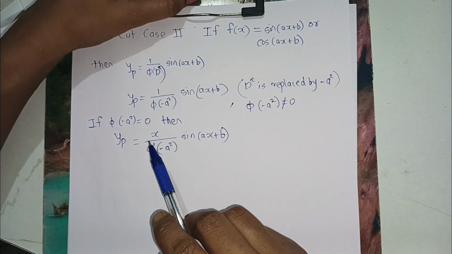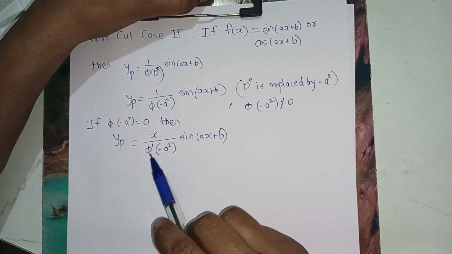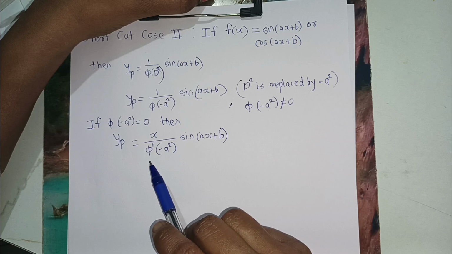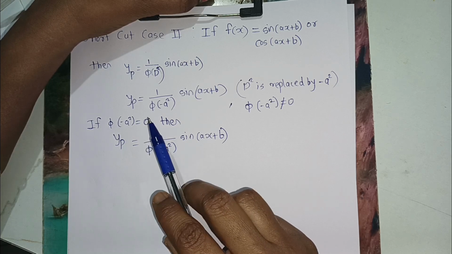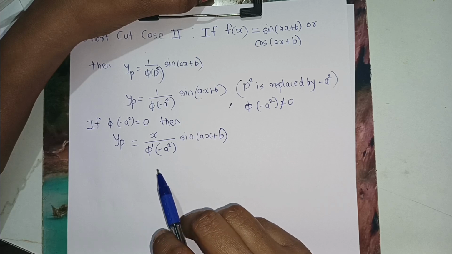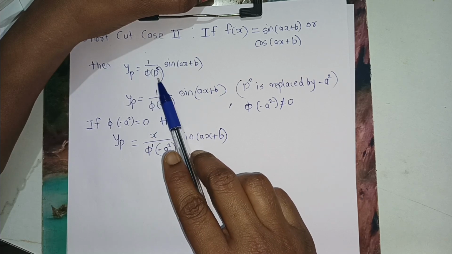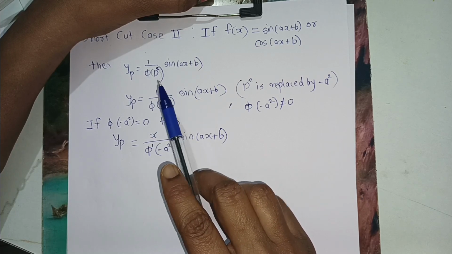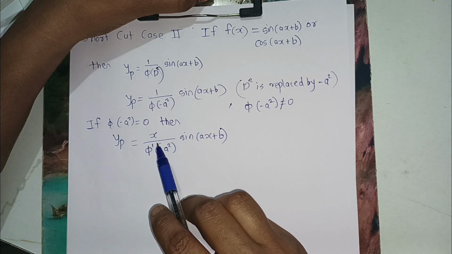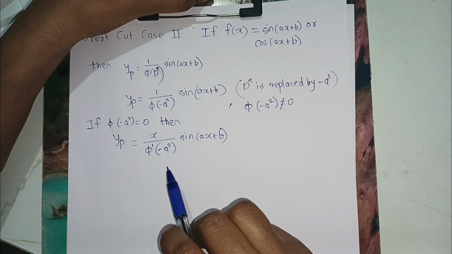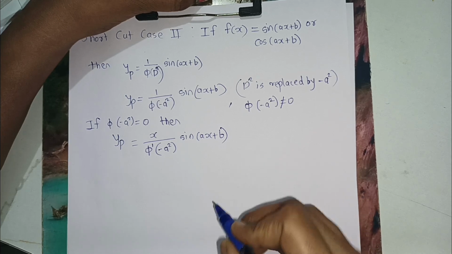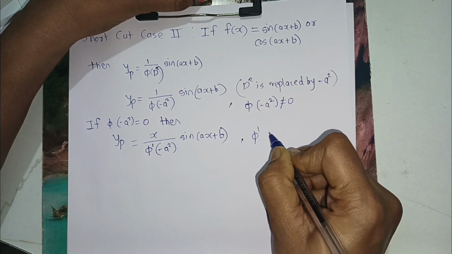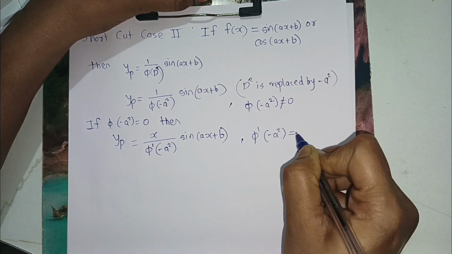What did we do here? We took x in the numerator and took the derivative of phi in the denominator with respect to D. Now you will differentiate with respect to D only. We are just calling phi of D as phi of D square in this case, nothing else. So yp is equal to x divided by phi dash of minus a square, sin(ax+b), provided that phi dash of minus a square is not equal to 0.